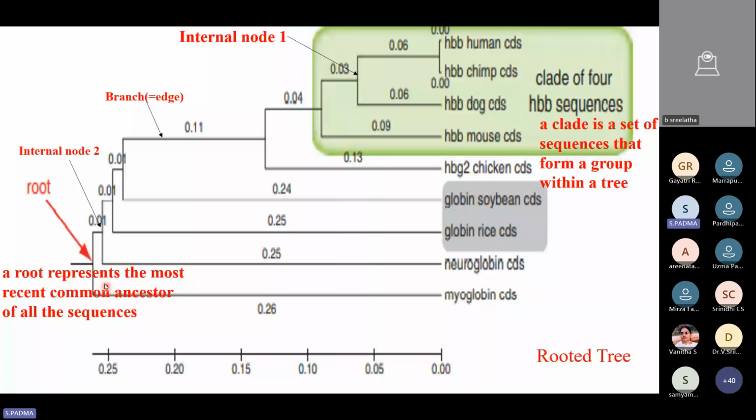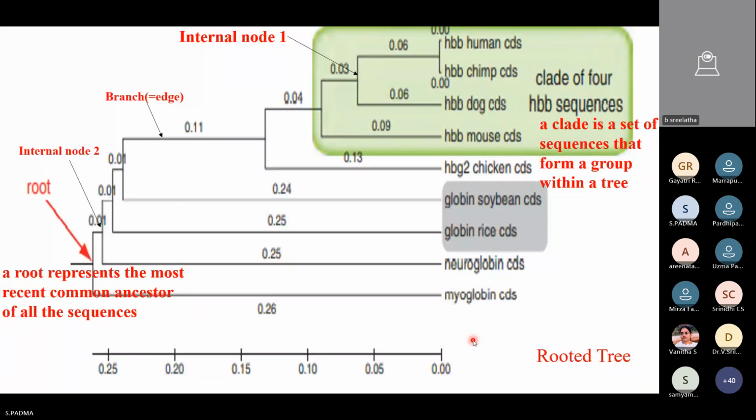So here again you can see that this particular myoglobin is completely present as an external node compared to the neuroglobin. These two don't have much sequence similarity because they are not in the bifurcating node. They are separately present here. So when you look at this particular data, this is a rooted tree because it is having a common ancestor which is giving rise to the other sequences. Is it clear?